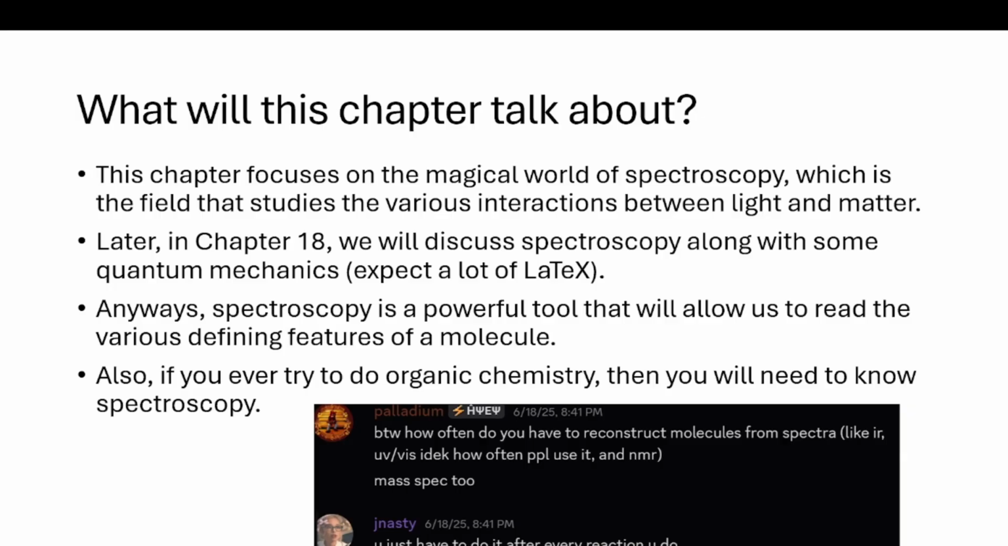In addition, spectroscopy is absolutely fundamental in your organic chemistry classes. As you can see, I have this old message right here saying that you have to do things involving spectroscopy after every reaction that you do. That just goes to show how fundamental this field really is if you're trying to become an actual chemist.